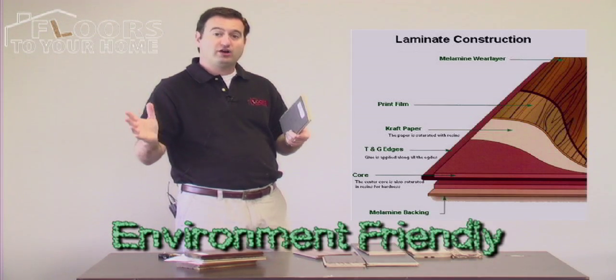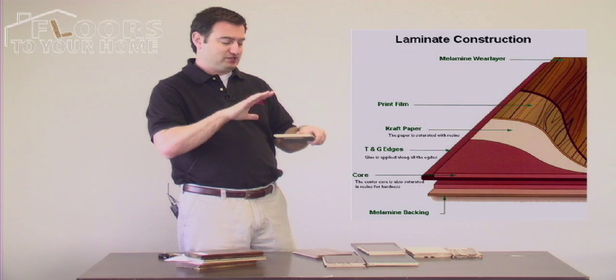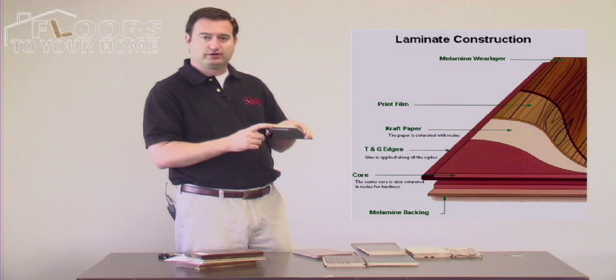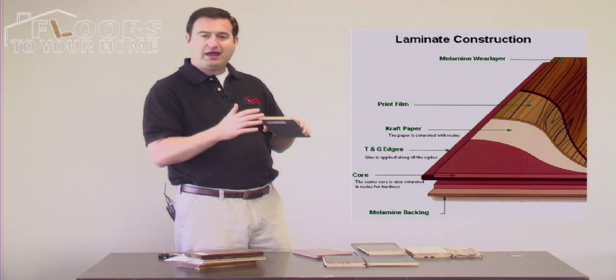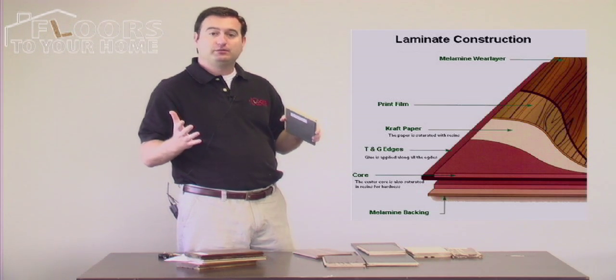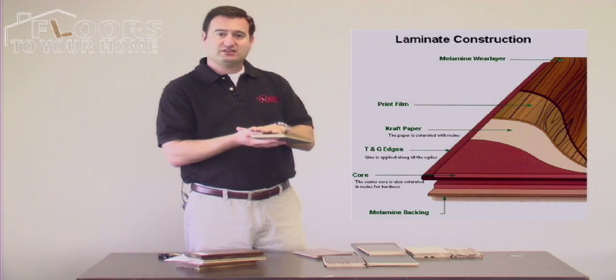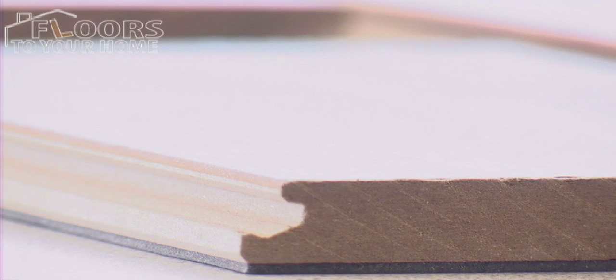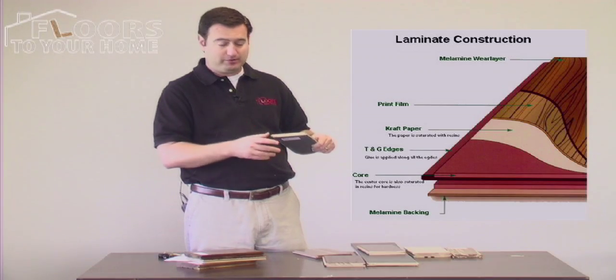There's no wood harvested in the manufacturing process of laminate flooring. The high density fiberboard is actually a bunch of recycled wood byproducts. They've been pressed together to form this high density fiberboard. That's the core of laminate, okay? Of any of our laminate products.